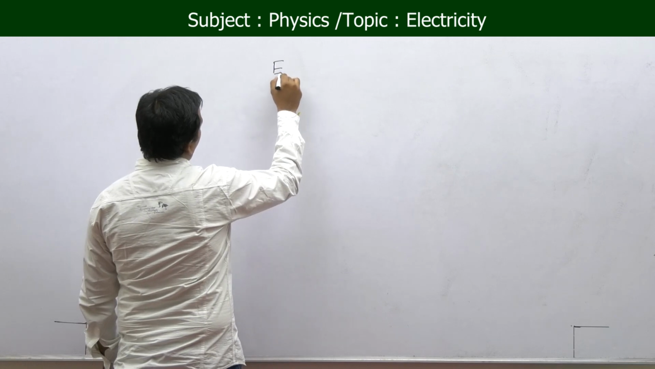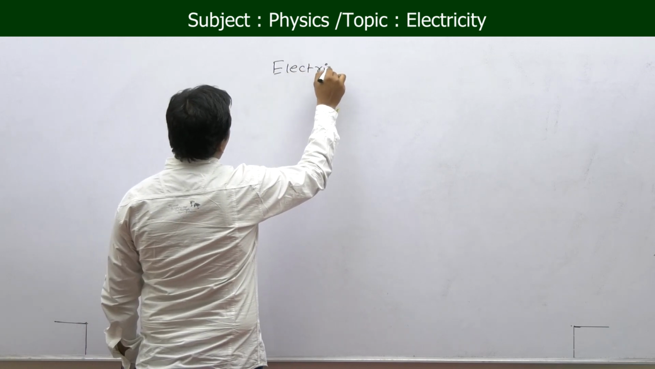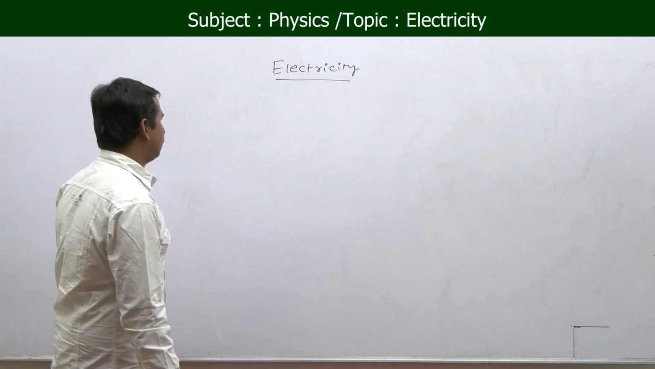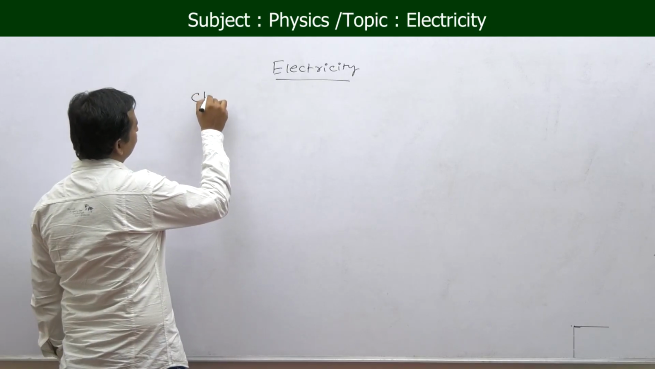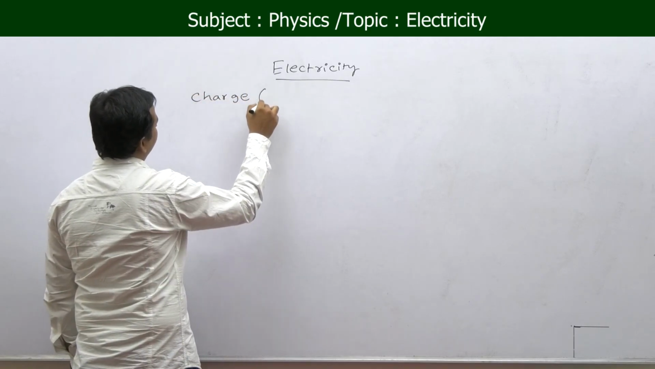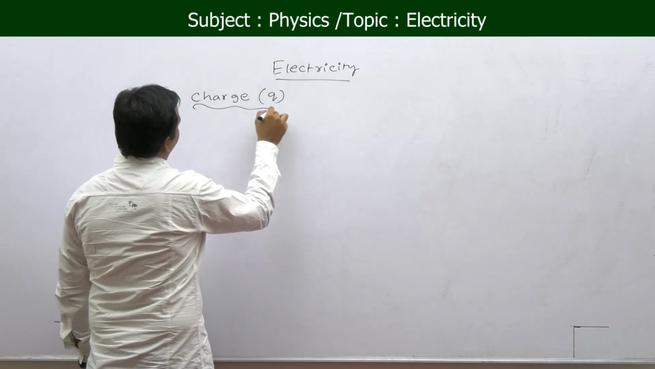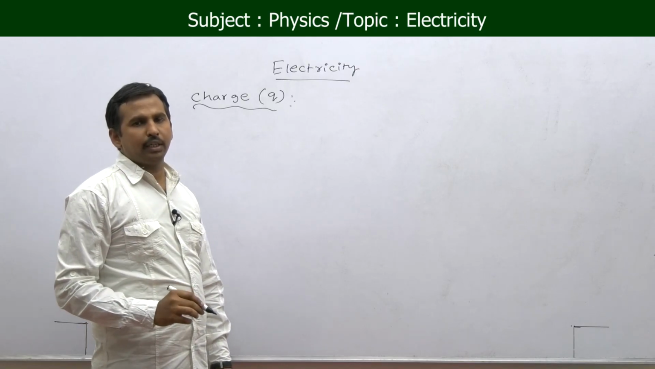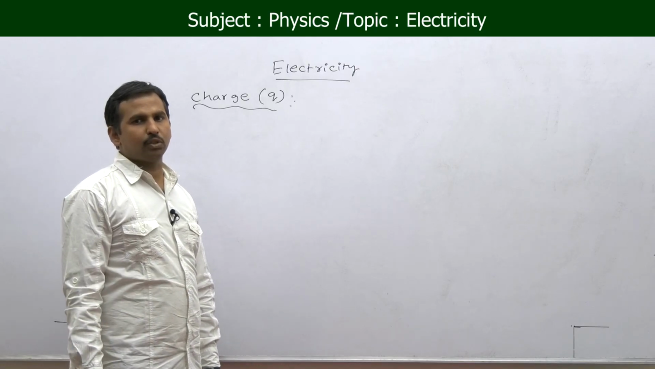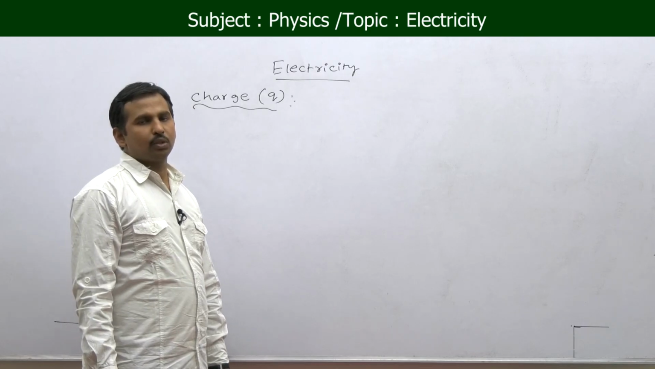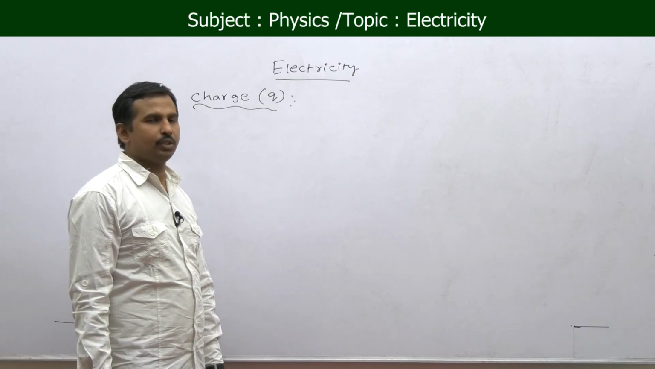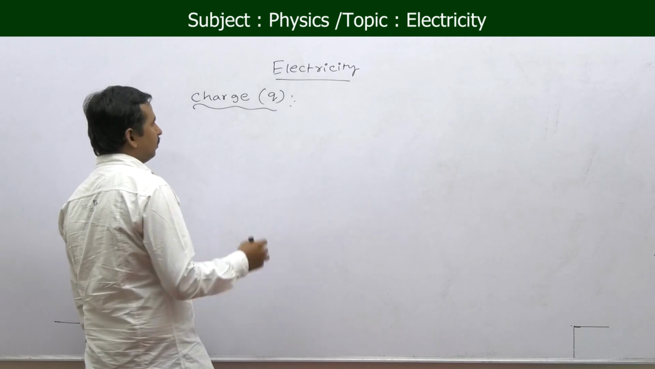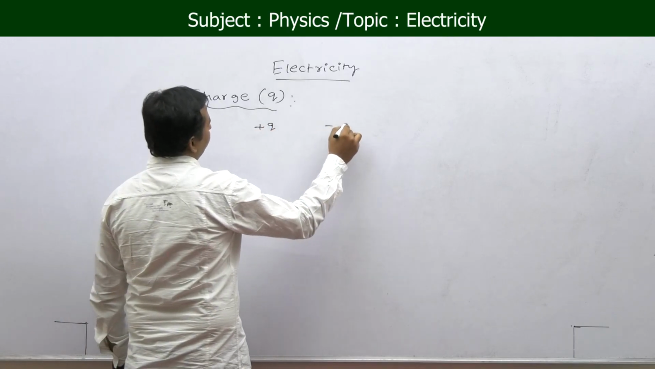Now we will see about electricity, which is one of the important topics for competitive exams. Here, the mainly important one is charge, represented with Q. If you see the properties of charge, it is the property of a body which exists as dual in nature. We have a positive charge and a negative charge, plus Q and minus Q.